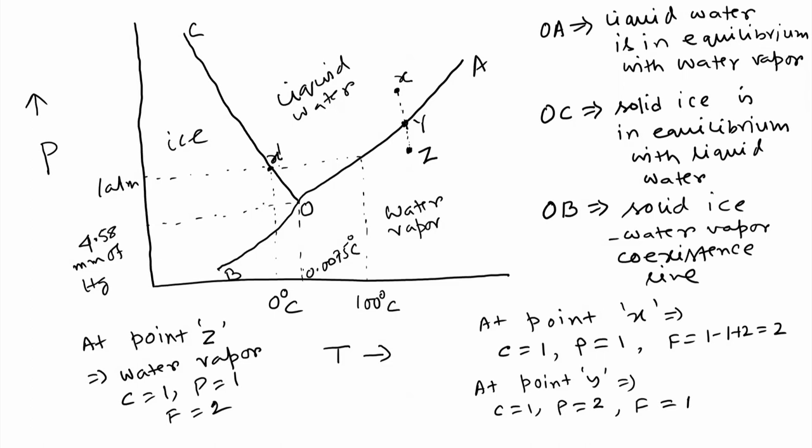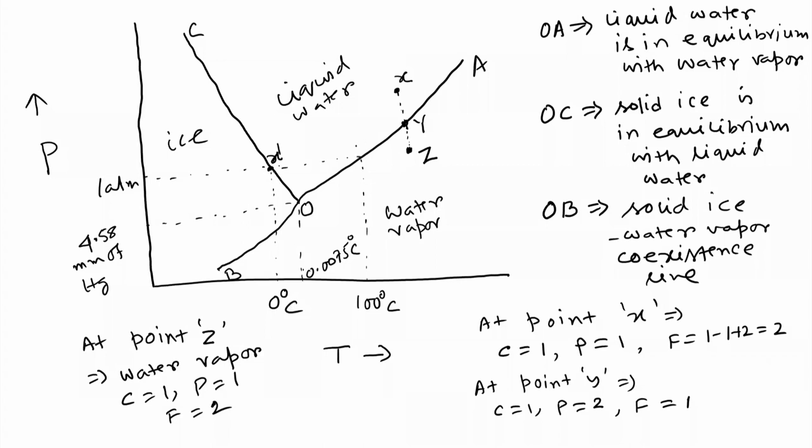So, X prime at point O, X prime, and then here it is. In X prime, solid ice and liquid water coexist, and the temperature at point X prime is 0 degrees Celsius, right. So, X prime represents the freezing point of water.